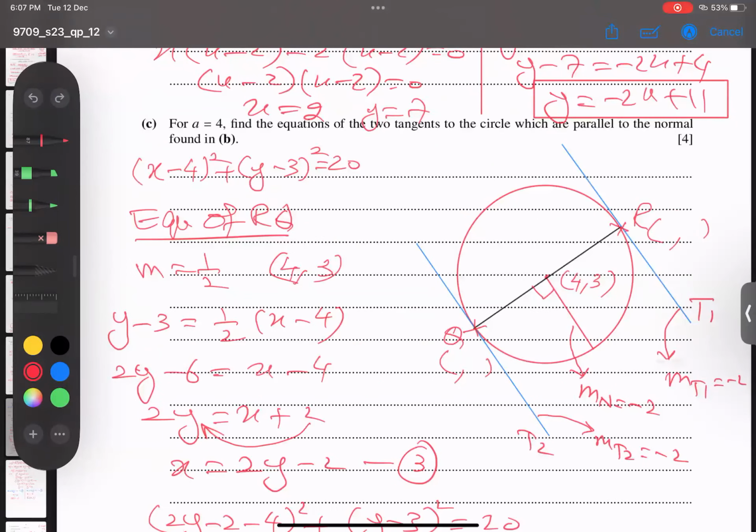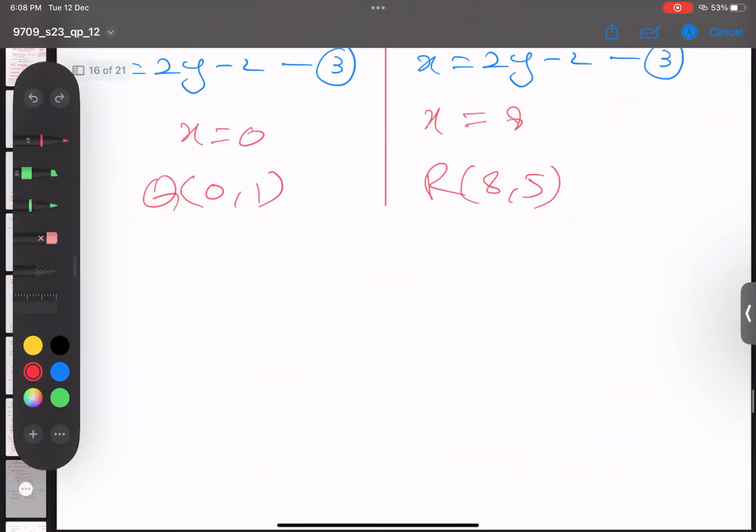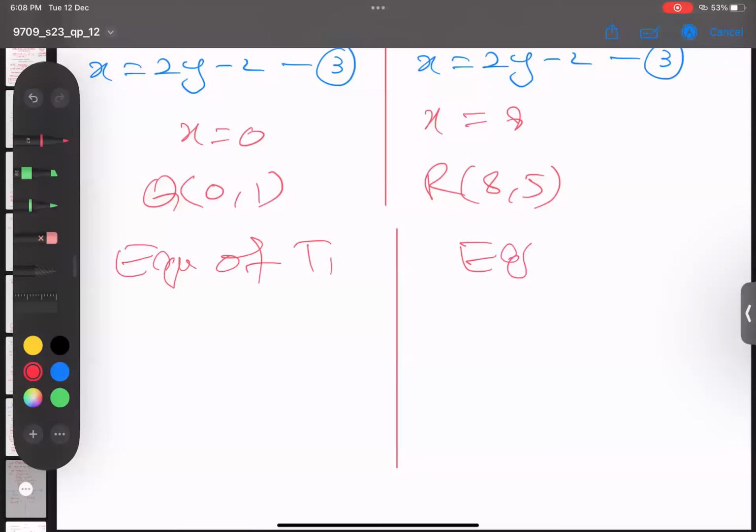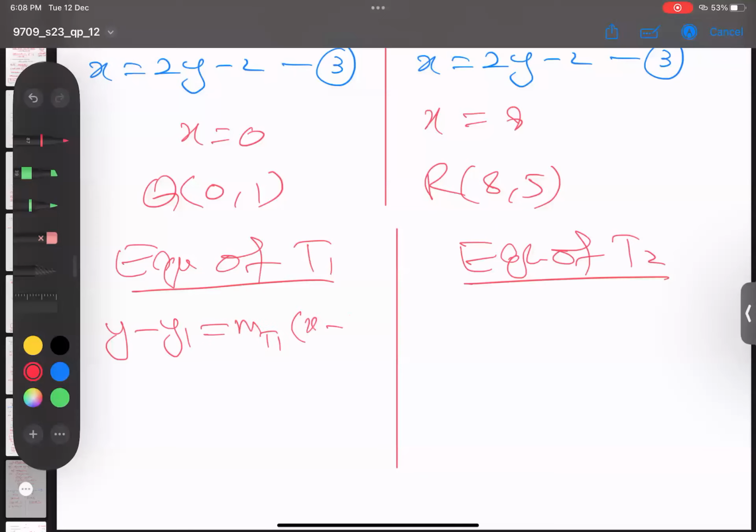Now students, the gradient of both is minus 2, both minus 2, and the points are different. So let's try to find both equations of tangent. I'm writing here the equation of T1 and the equation of T2. What is the formula, students? Very clear: y minus y1 equal to the gradient of T1 times x minus x1, and same story for T2.